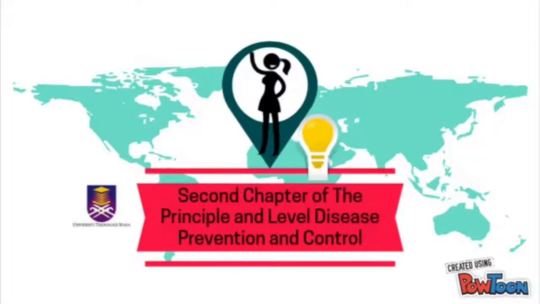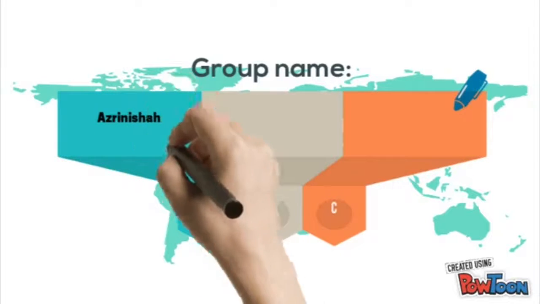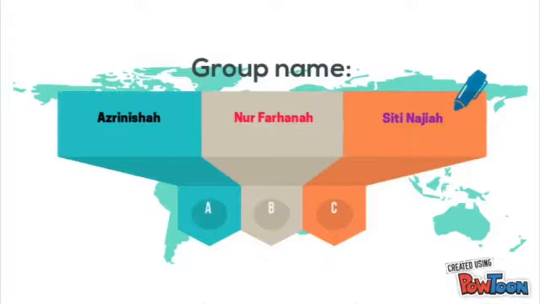Hi, so let's start with the second chapter of the principle and level of disease prevention and control. Like in our previous video, I would like to introduce again my group members. First is Azrini Shah, second is Nurfahana, and third is Siti Najah.